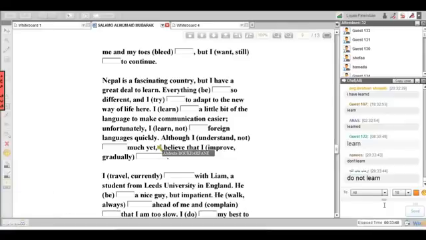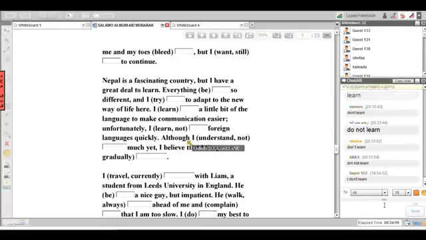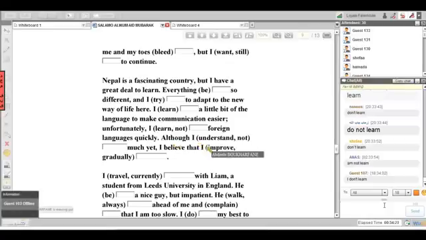Okay, we were in here. I learn a little bit of the language to make communication easier. The verb to learn in here. What shall we use to answer? Simple present or present continuous? Is it I learn or I'm learning? Suhad said I'm learning. Magdi, have learned. This is present perfect. Forget about that. Anas said I learn.